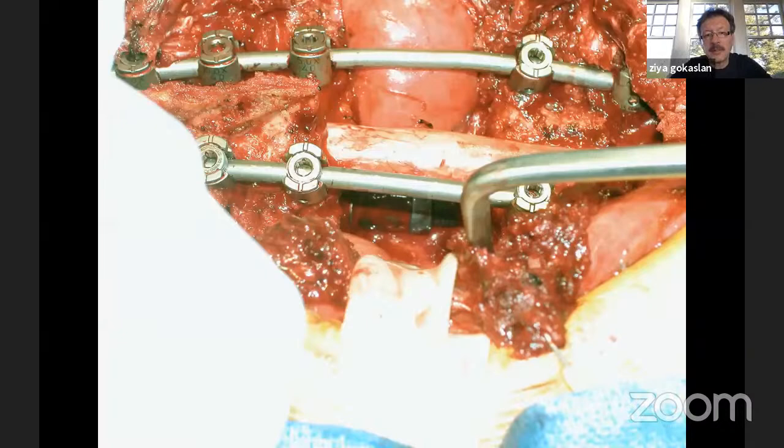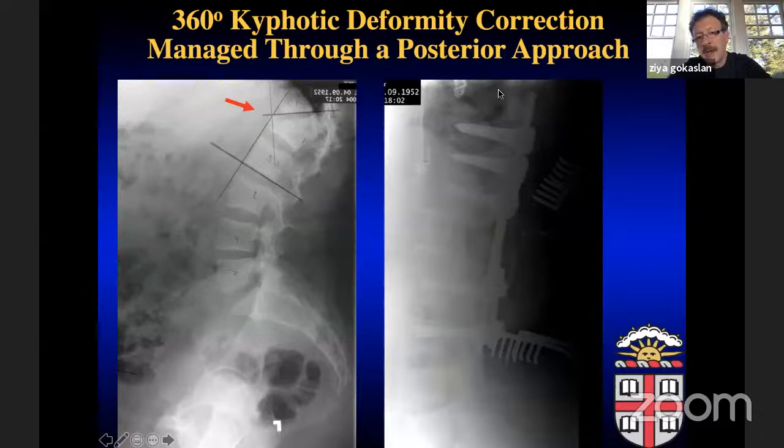And you can achieve outstanding restoration of sagittal balance here by both elongating the anterior column with this distractible cage, but also shortening the posterior column with compression across the dissociated segment. Here is a more extensile version of this.